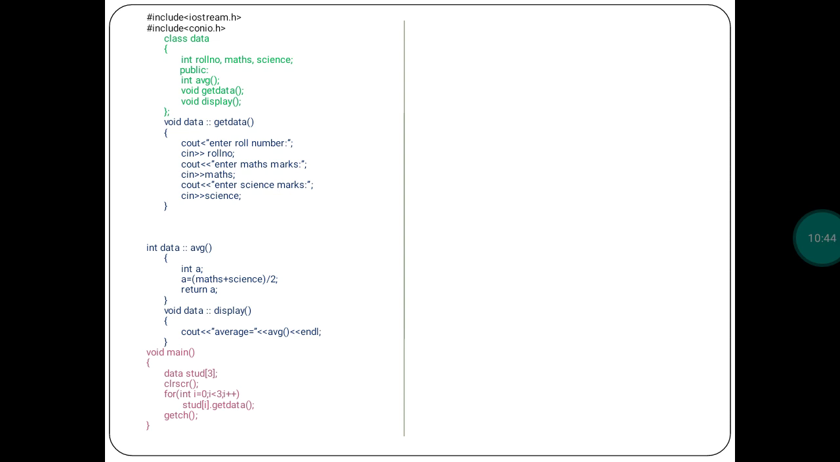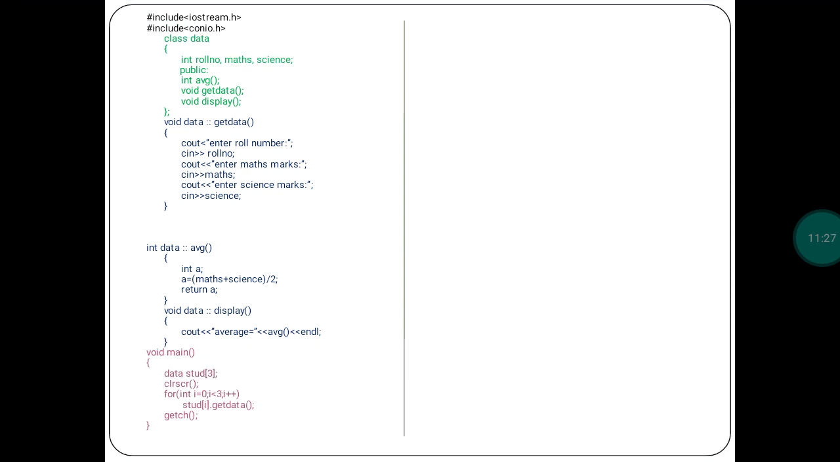Then int data scope resolution operator average. The average function opens. int a = (maths + science) / 2. Here we get the average and store it in a. Then return a, so whatever the answer is will be returned. Closing brace. Cout display: now you have to display the average. Cout average is equal to avg function, so whatever the average is will be displayed. Closing brace.